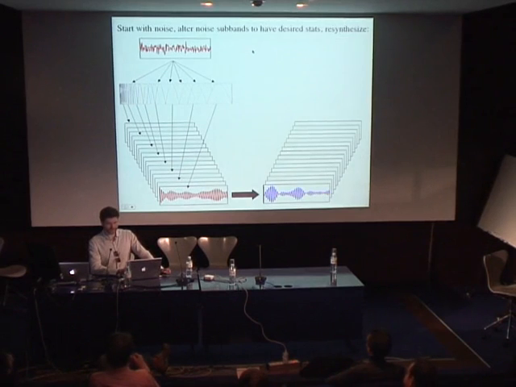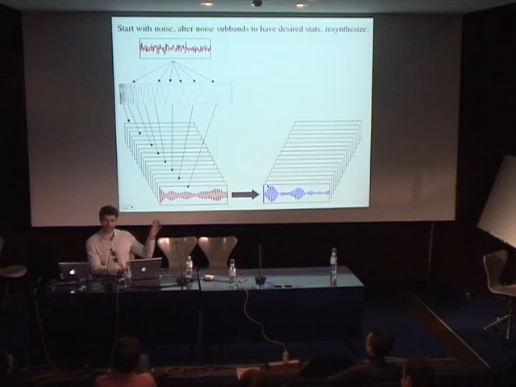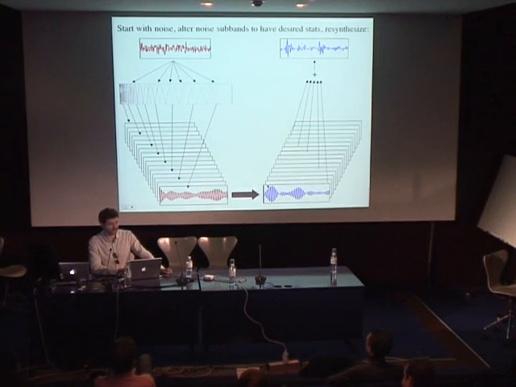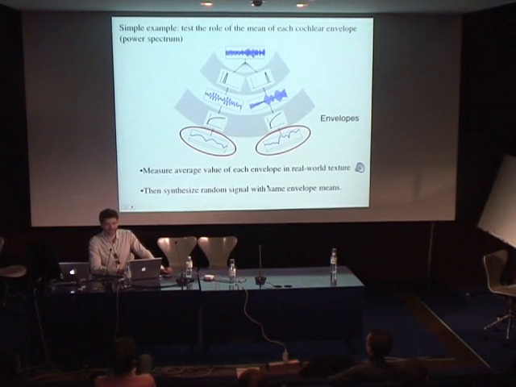So what we're going to do here is start out with a noise signal, because we want to start with something that's as random as possible. We're going to split it up into its subband representation, and then we're going to alter the subbands so as to cause them to have the desired statistics that we'll measure in a real-world sound. We'll then add up the subbands to get a new sound, and we're going to listen to it and see what it sounds like. So here's just a simple example to illustrate the logic and the methodology.